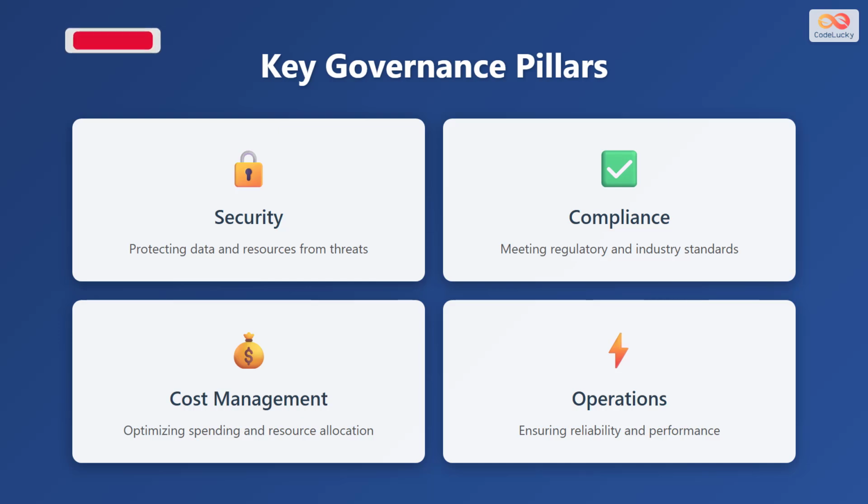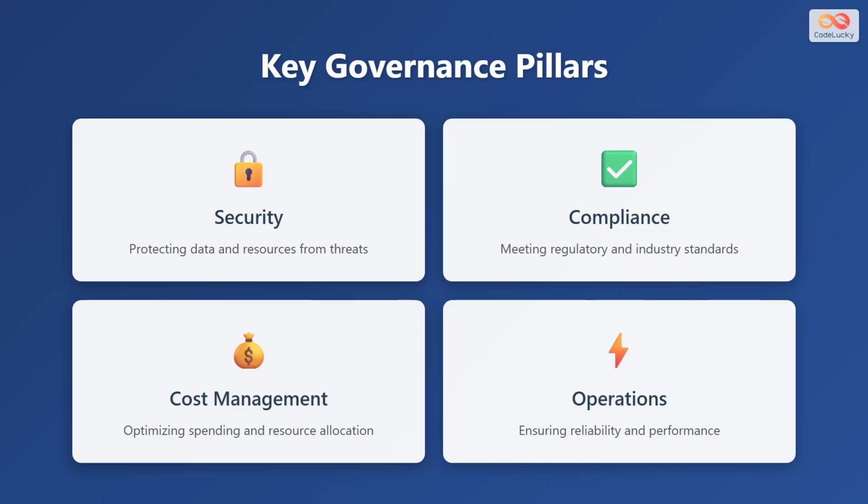Cloud governance rests on 4 key pillars that work together to create a comprehensive management approach. First, security focuses on protecting data and resources from threats through encryption, access controls, and monitoring. Second, compliance ensures your organization meets regulatory and industry standards like GDPR, HIPAA, or SOC 2.